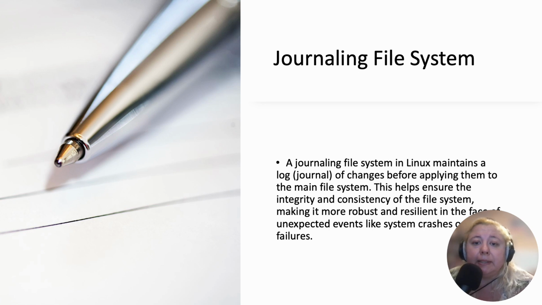The Linux file system is called a journaling file system. It's a type of file system that maintains a log or journal of all changes before applying them to the main file system. That helps to ensure the integrity and consistency of the file system, making it more robust and resilient in the face of unexpected events like system crashes and power failures.